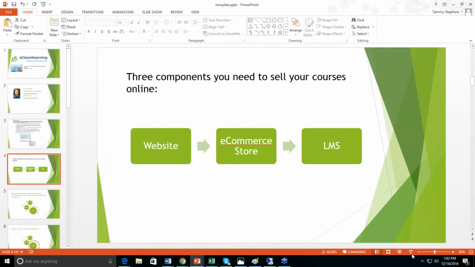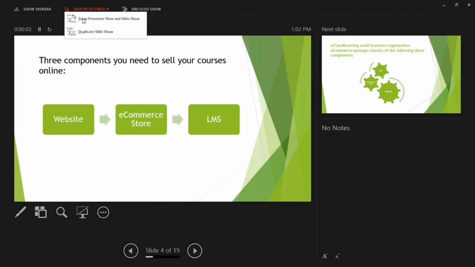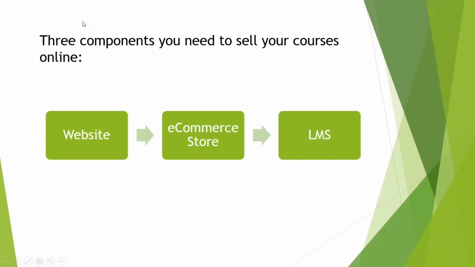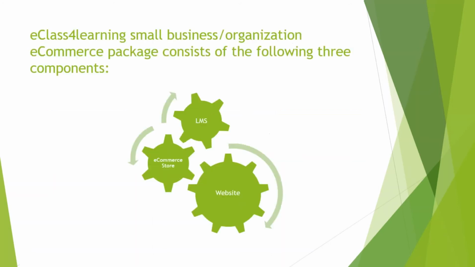So I just wanted to start out with a visual of what we're talking about, and then we'll go back to the slides. In order to sell your courses, you need 3 things. One is a website to sell from. Then on that website, you need an e-commerce store, and you need a learning management system that will house and deliver the courses. I'm going to speak to each of those a little bit. Our solution includes all 3. We're a full solution provider, and they work together.